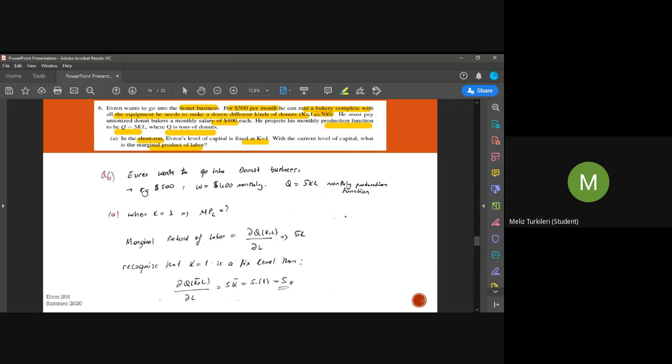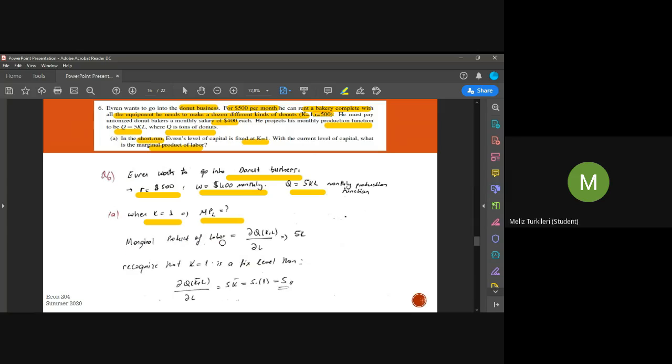Okay, what do we know from the question? I suggest you use the same approach when you try to solve questions. Just summarize the information that you know. We have the donut business, we have rent information and wage information, and we have the production function. For the A section, we know that capital should be equal to 1, and it asks us for the marginal product of labor. Then try to write down the formula that you are going to use to solve the question.